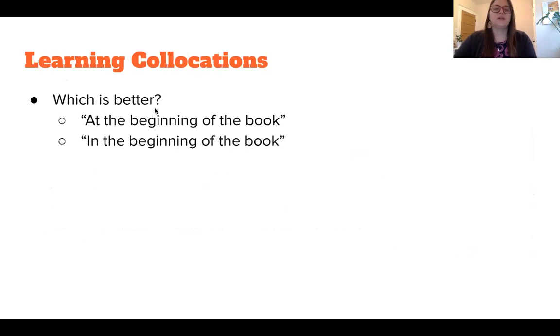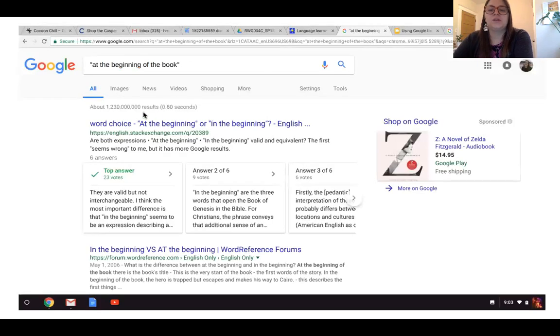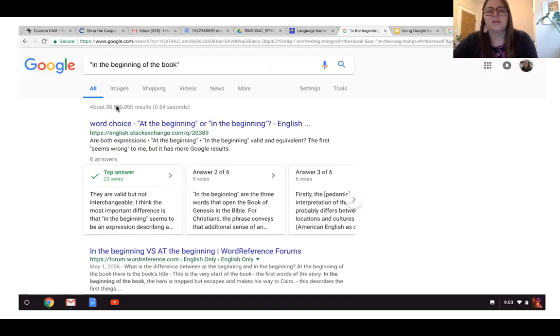So one thing I might start out with, I usually use this after we'd already talked about collocations, is which is better, at the beginning of the book or in the beginning of the book? And I would say, let's go to Google, let's do a search, and let's try to figure it out. One thing you want to make sure to tell your students, though, is to put these quotation marks around the text, because if they don't do that, it won't work quite right. So just doing a Google search, hey, at the beginning of the book, quite a few results. You show them here how many results there are. In the beginning of the book, not so many.